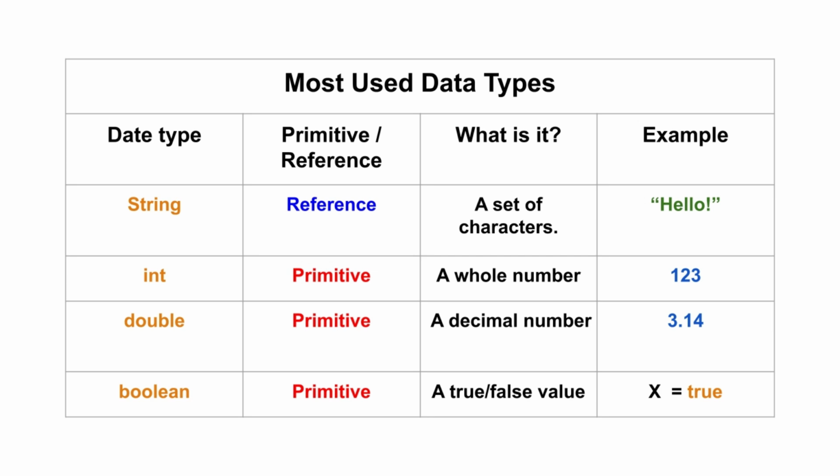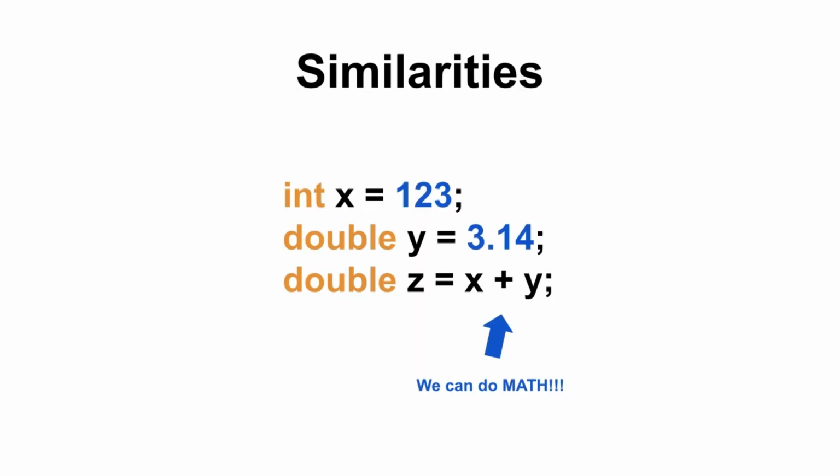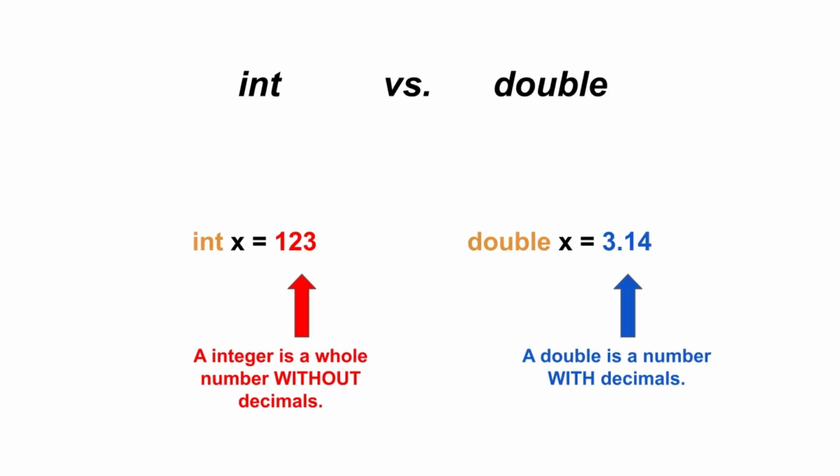The one right after is double. It is also a primitive data type, but is used to store decimal numbers. Any number with a decimal. Integer and double are similar because they both can be used to do math. The only difference is that an integer is a whole number, while a double is a decimal number.